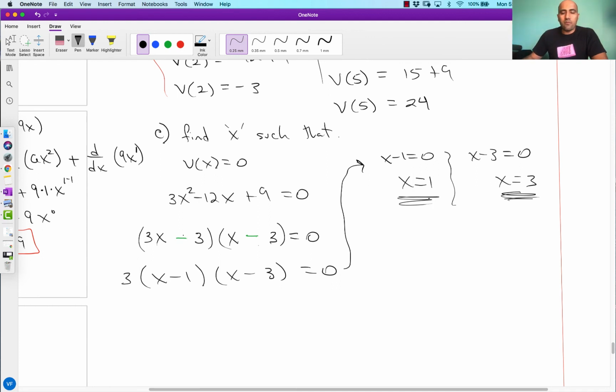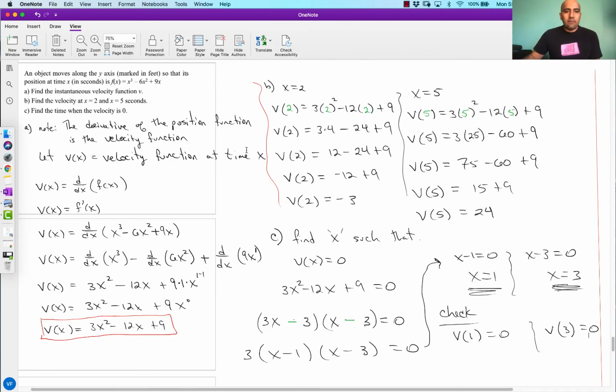So what we have found is the two places where our velocity is going to be 0. If I want to check it, then I want to confirm that if I plug a 1 into my velocity function, I'm going to get a 0, or that if I plug a 3 into my velocity function, that's going to give me a 0.